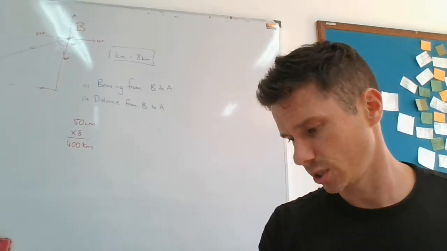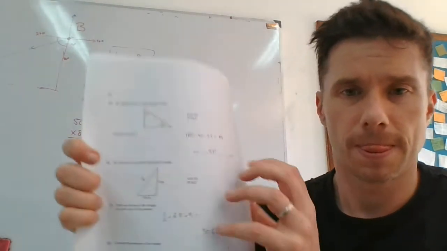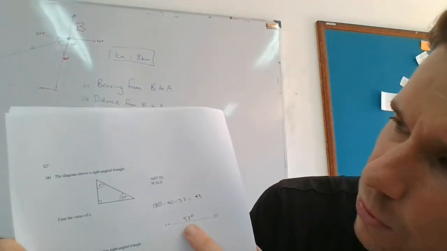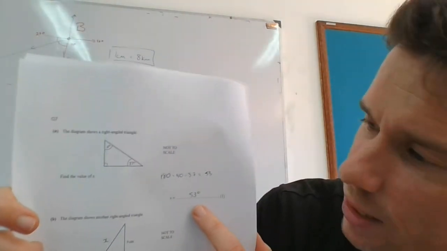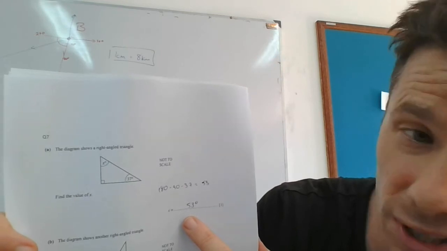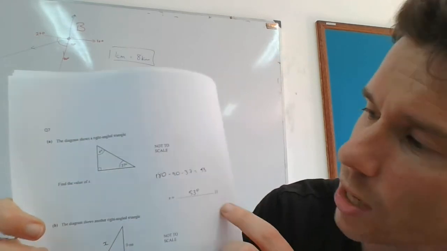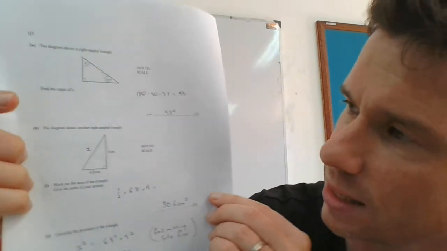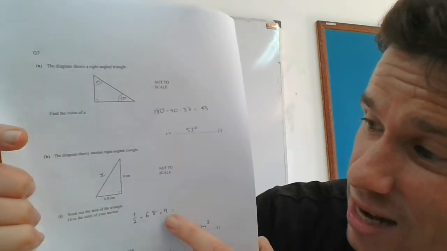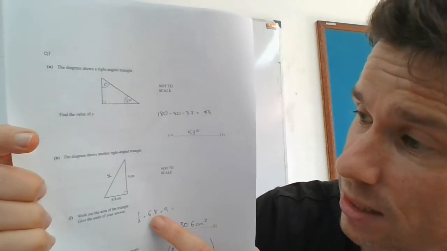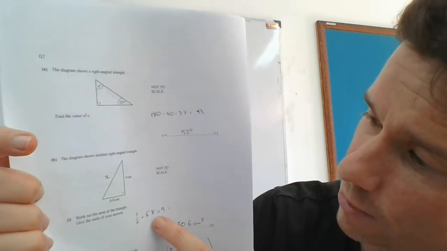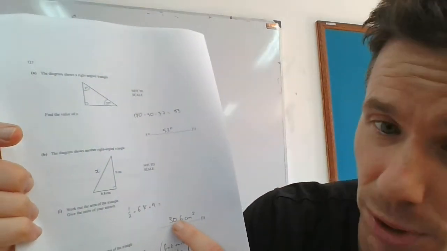Moving along to question 7. So the first part asks for, the diagram shows a right angle triangle, and therefore the angles all add up to 180. We got a right angle there, so it's just subtract and we get 53. The second part then is to find an area of a triangle, so half the base multiplied by the height, so half 6.8 multiplied by 9, you get 30.6.